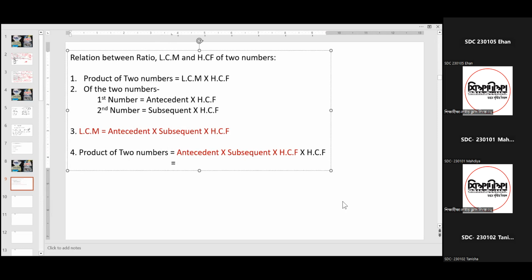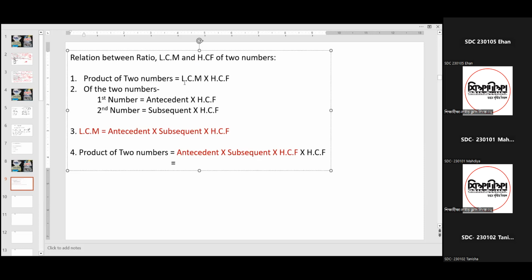So if we don't have the LCM of two numbers, we can still find the product if we have the HCF and the antecedent. Now let's see, we have another. Sir, in number 4, the product of two numbers is equal to antecedent into subsequent into HCF into HCF. So why are there two HCF? That's what I am telling you. Actually, this is the formula, right? The product of two numbers is LCM.